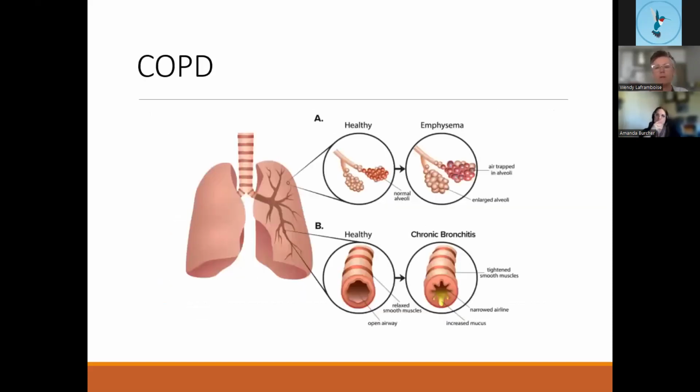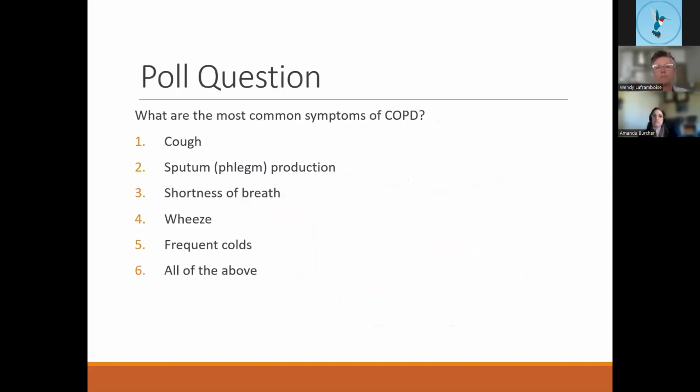Again, the umbrella term. Emphysema, we know it mostly affects the alveoli, air becomes trapped, enlarged, and really impairs the diffusion capacity across those membranes. And then in chronic bronchitis, you have the inflamed, larger airways with tightened smooth muscles, the narrowing caused by inflammation, and then a large portion of this patient population also has a lot of mucus production.